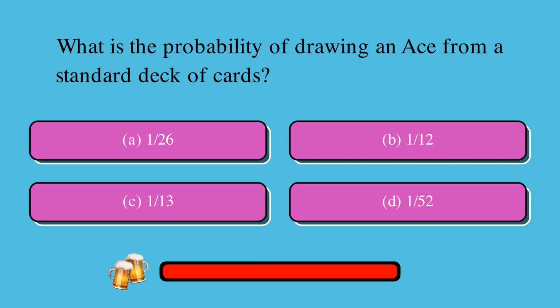What is the probability of drawing an ace from a standard deck of cards? Is it A, 1/26, B, 1/12, C, 1/13, or D, 1/52? The correct answer is C, 1/13.